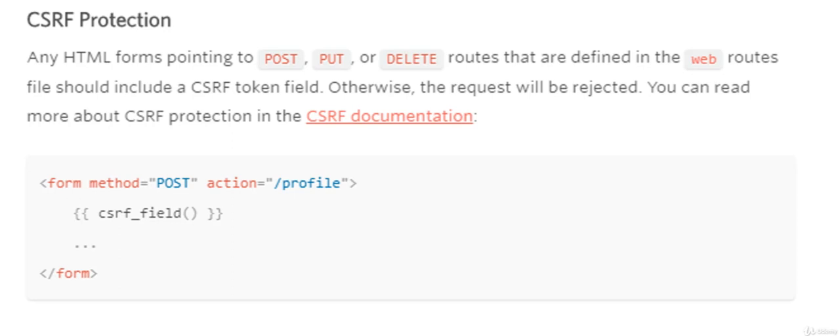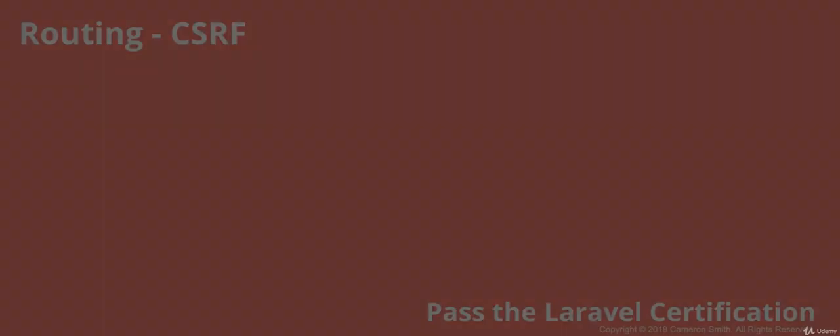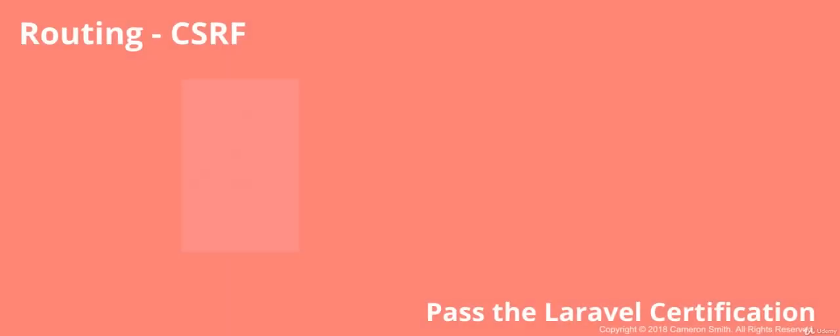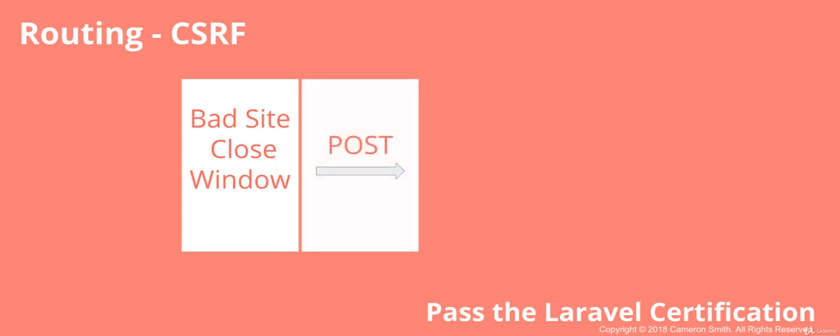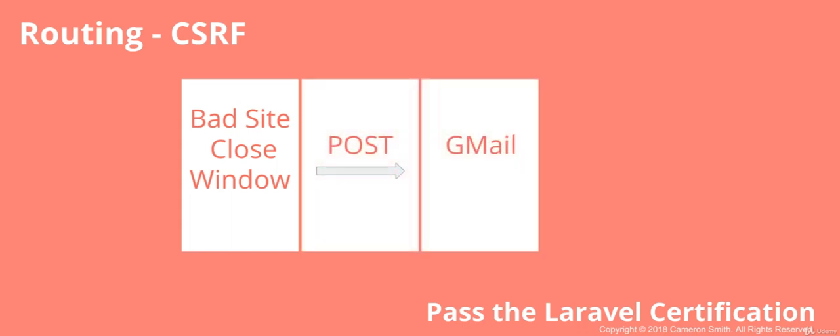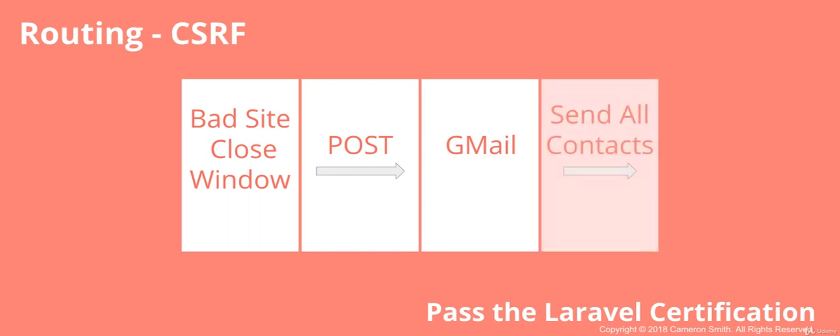Let's say you are a Gmail user and you're logged into your Gmail account. You visit a bad website and you click on a link. That link says close window. But instead of a closed window, it's actually a hidden form sending data to Gmail to email all your contacts. Because you're already authenticated with Google, this request goes through and the emails get sent.